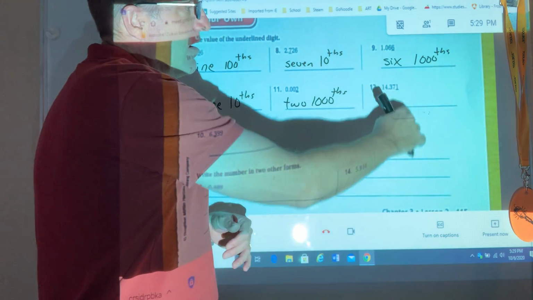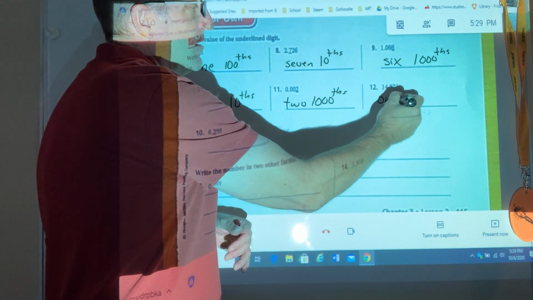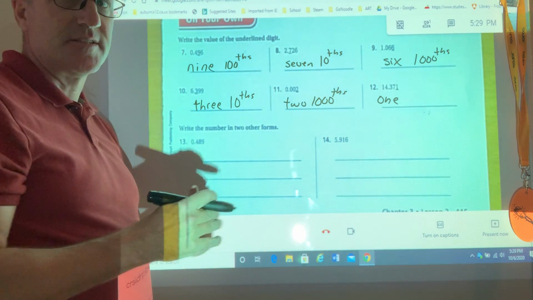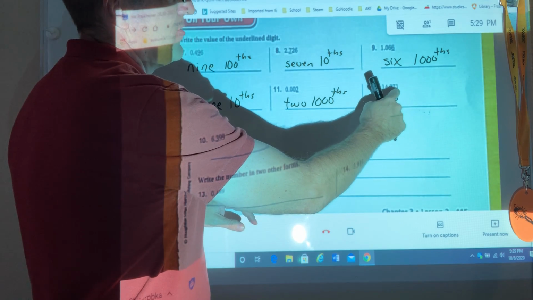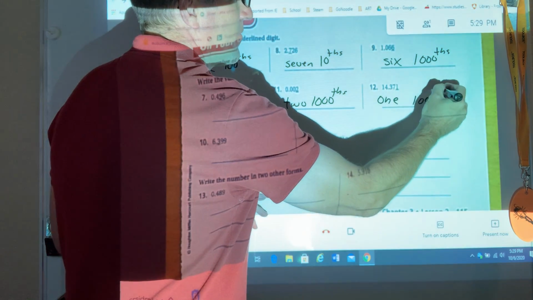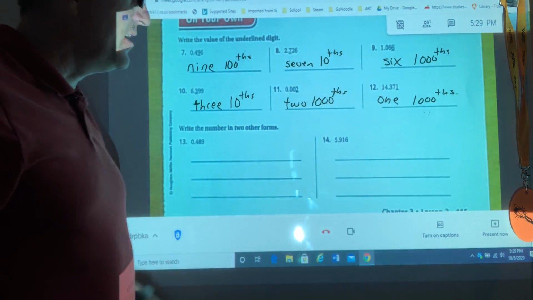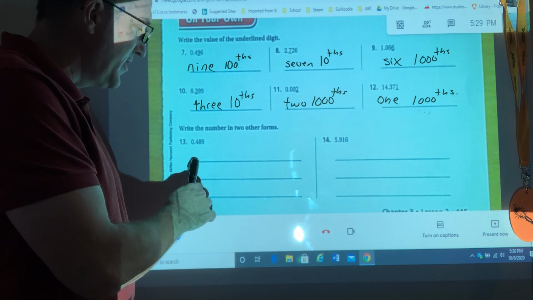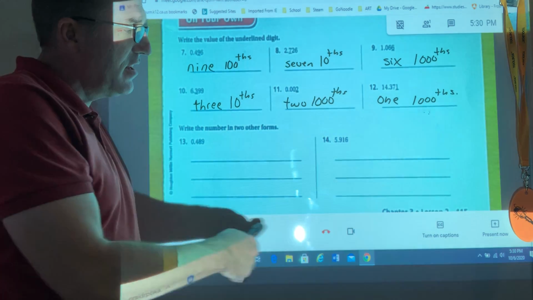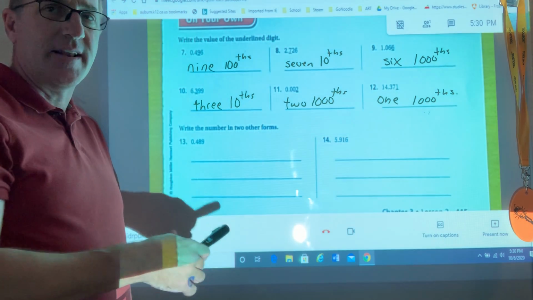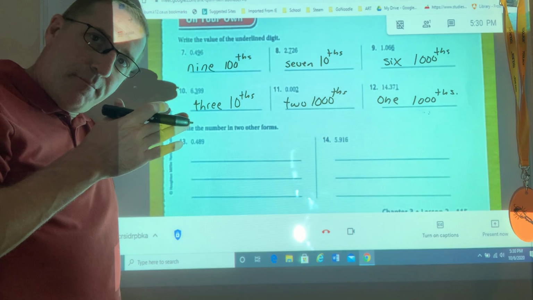Okay, and then over here, that's a 1 or an L. I'm not sure. Just kidding. It's a 1, and I know what the value is because it's tenths, hundredths, thousandths, so I put thousandths. Easy peasy lemon squeezy. Okay, try to do this. Write it in word form, at least one in word form if you can, and try decimal and expanded. Pause it.